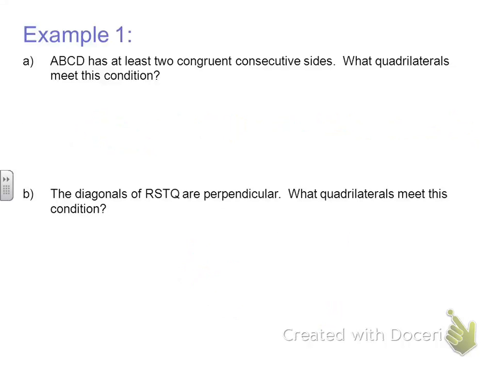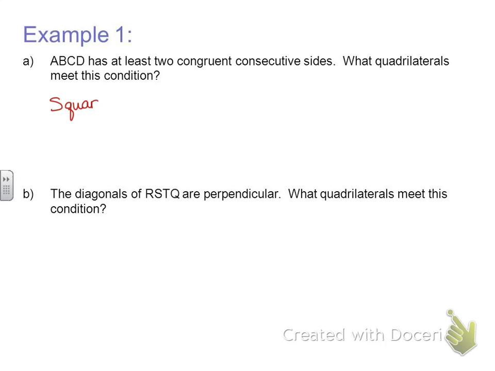So example 1, you need to tell me what kind of quadrilaterals meet the given condition. Condition 1 says ABCD has at least 2 congruent consecutive sides. So you need to list any quadrilateral that has at least, and that's kind of a keyword, at least 2 congruent consecutive sides. Who can name at least one quadrilateral that would meet that condition? A square. It actually has all 4 sides congruent, right? But it does meet that description that says at least 1 pair of consecutive sides are congruent.